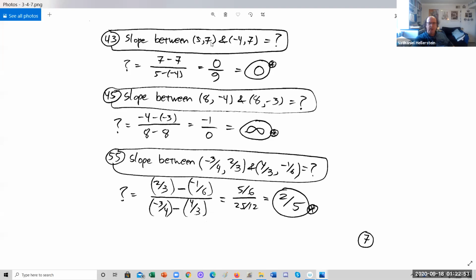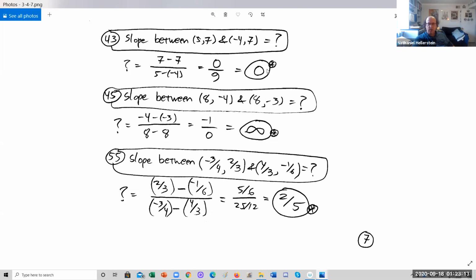Here's a slope between (5, 7) and (-4, 7). You can tell since it's the same value of y, it's a constant y, so it should come as no surprise that the slope is 0. Slope is change in y, 7 minus 7, over change in x, 5 minus negative 4. That's 0 over 9, which is 0.